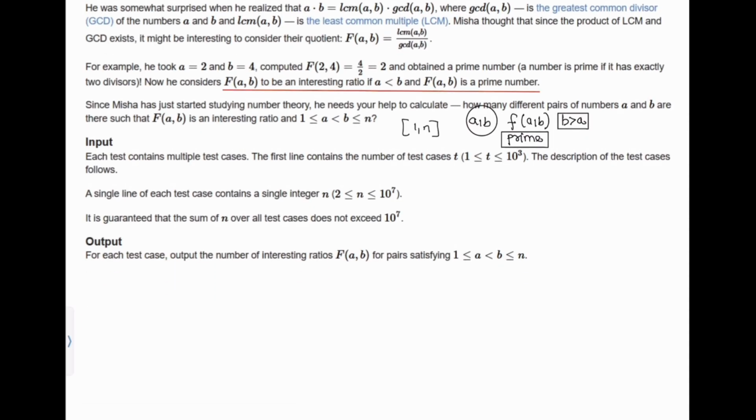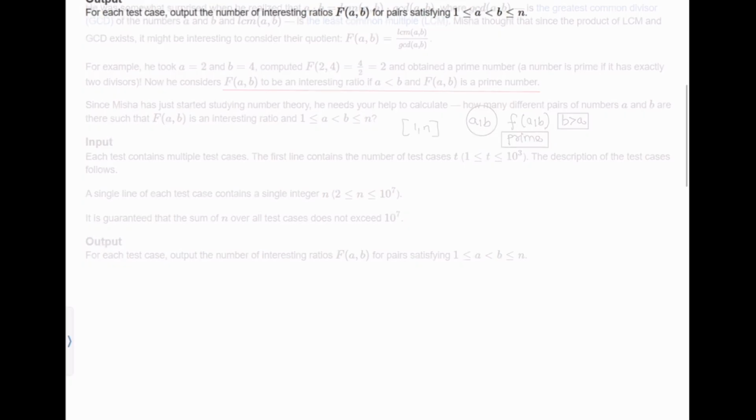Let's see how we are going to approach this problem. What are we supposed to calculate? We are supposed to calculate f(A, B). And what is its definition? It is the LCM of A and B divided by the GCD of A and B, and B is bigger than A. And from the Euclidean algorithm, we know that the multiplication of any two numbers is the same as the LCM of those two numbers multiplied by the GCD of those two numbers.